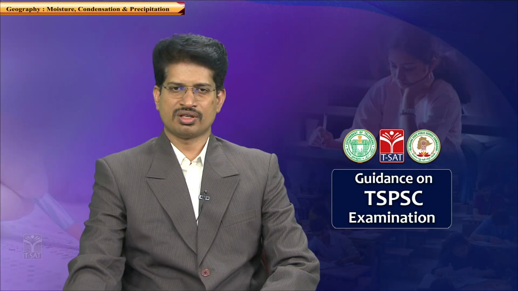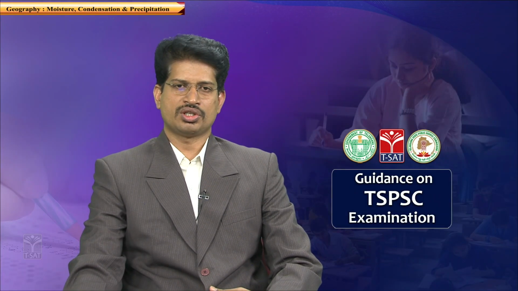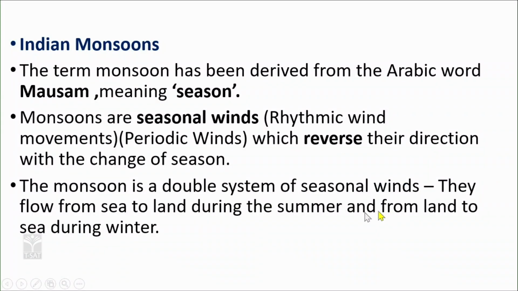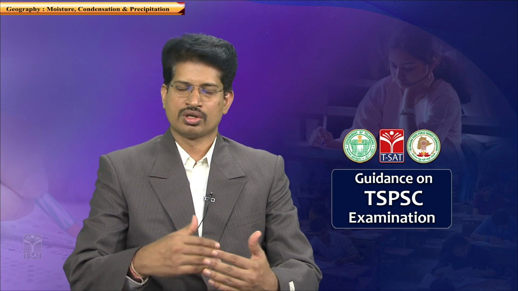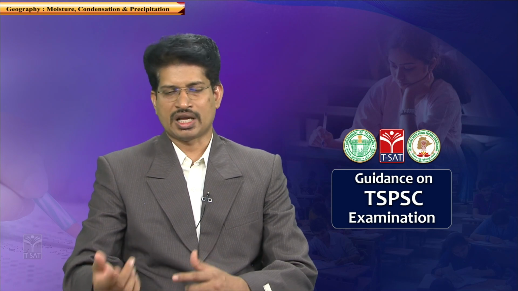So, monsoons are seasonal winds, also described as periodic winds, which change their direction with the change of seasons. The monsoon is a double system of seasonal winds. They flow from sea to land during the summer and from land to sea during the winter season. This can also be asked: in summer, how does the wind direction flow, from land to sea or sea to land? In summer, in monsoons, the wind blows from ocean to land. In winter, the wind blows from land to sea.